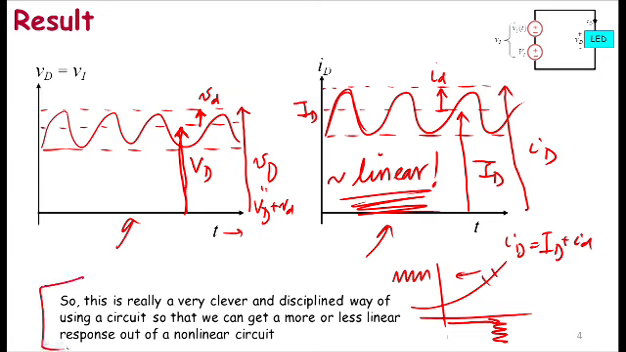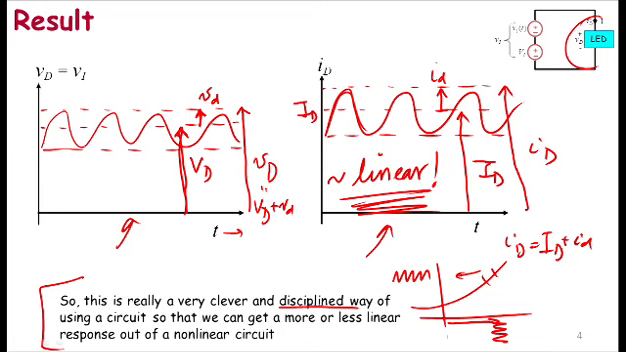So what I've covered so far is really a very, very clever and a disciplined way of using a circuit so that we can get more or less linear behavior out of a nonlinear circuit. Okay, really what I've done is I've said, look, I have a nonlinear circuit, right? We are engineers. We can use the nonlinear circuit in any way that we want. And I have this LED device that has some very interesting properties. It can produce a light response in response to a voltage applied across it.